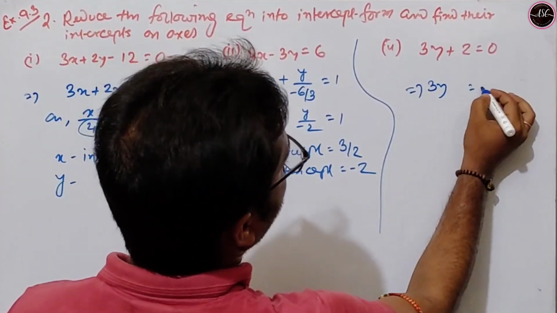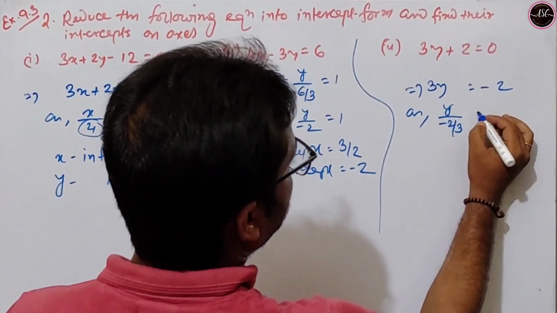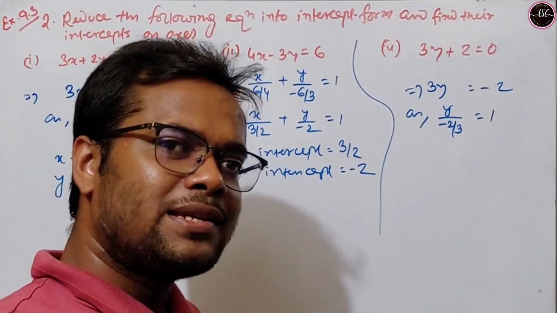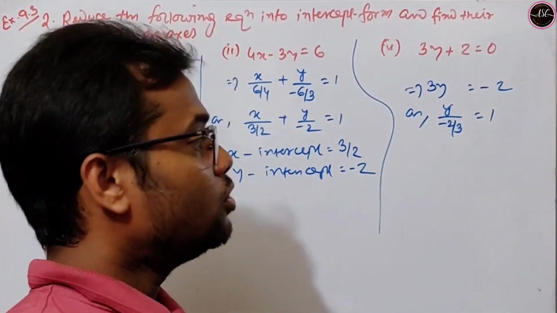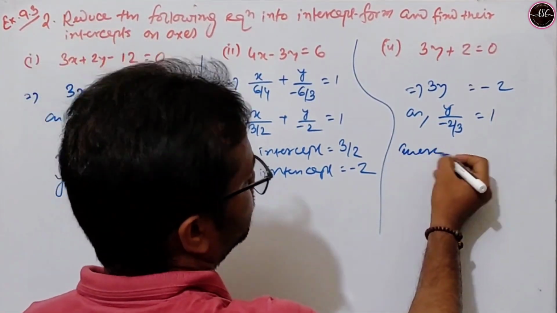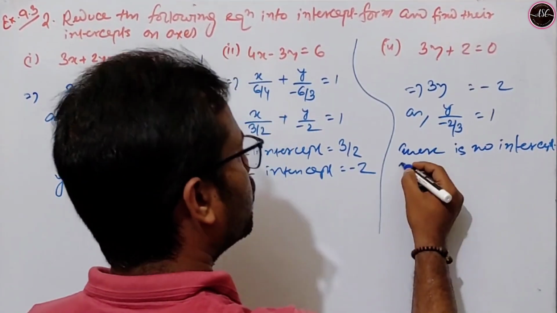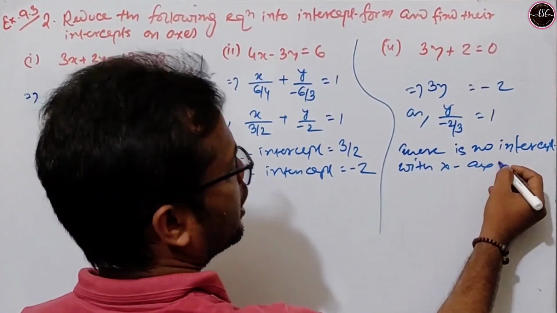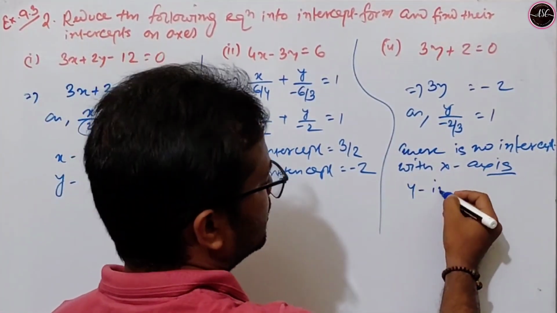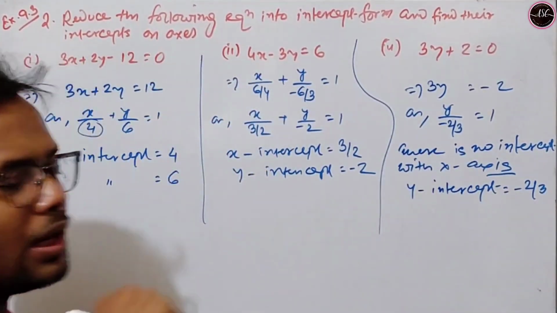Okay, and for this we can write 3y equal to minus 2. Just divide, y divided by minus 2 by 3 equal to 1. So here there is no x intercept. There is no intercept with the x axis. Why? As there is no x term. And the y intercept is minus 2 by 3. Okay, clear?